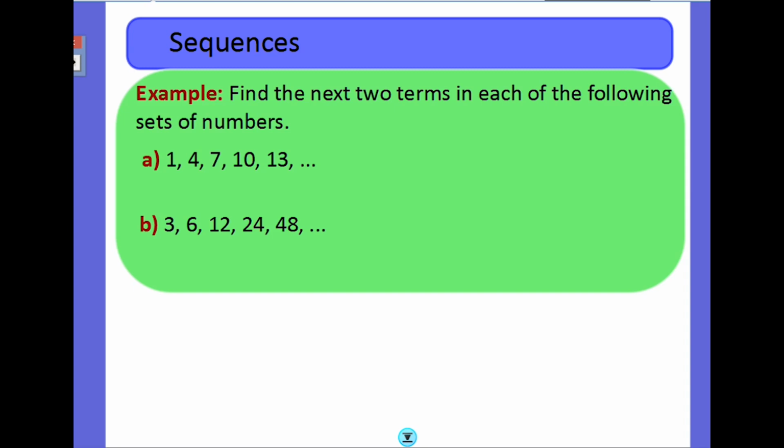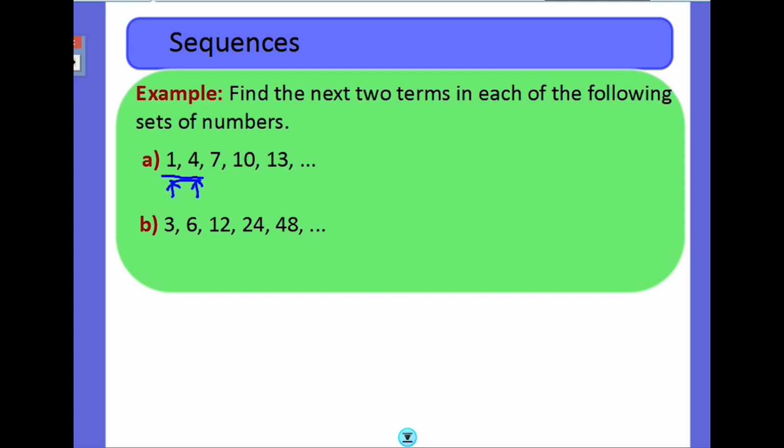Now, we're going to look at this example. Find the next two terms in each of the following sets of numbers. The first one here, if you look at the first two, the difference between 4 and the previous one is 3. The typical way of establishing a common difference, or of establishing whether a sequence is actually an arithmetic sequence, is to study the difference between two successive terms.